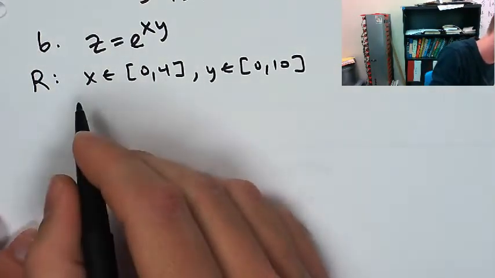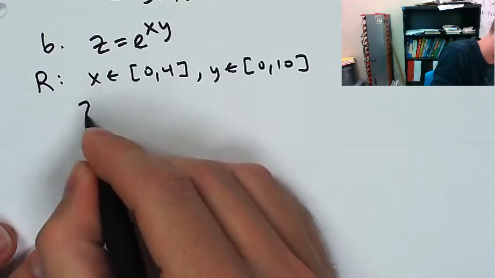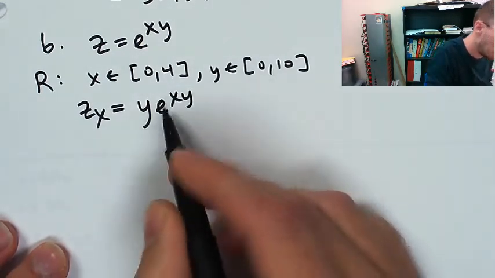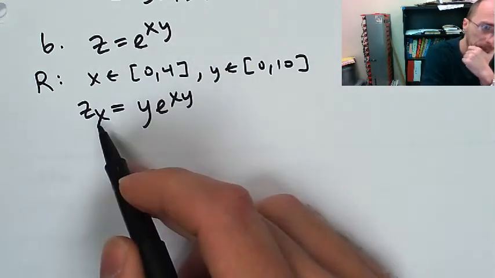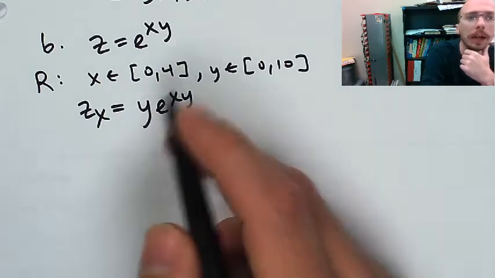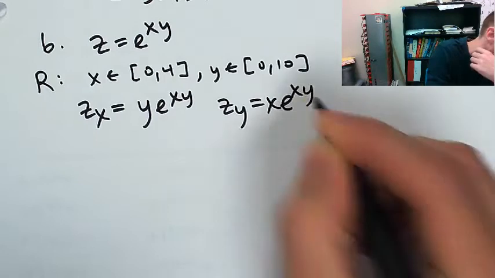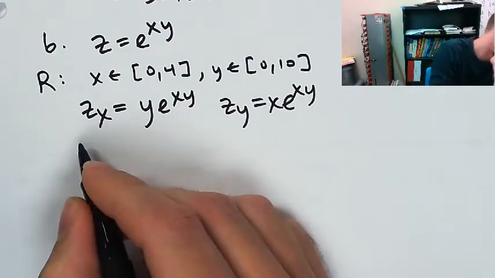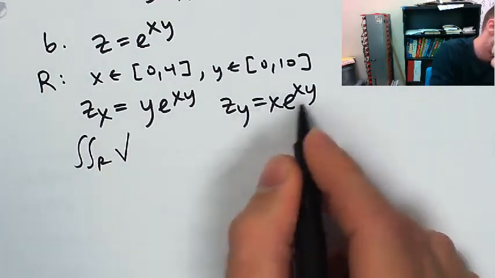Right? So it's going to be the double integral over R of, well, maybe I should write out my partials. Okay, so e to the thing is its own derivative, and then I have to multiply by the derivative of xy with respect to x, so it's like the derivative of 5x would be 5, so that's why I have the y in front. Then z sub y equals x e to the xy, and I'm ready to go. So it's going to be the double integral over R of the square root of this thing squared plus that thing squared.